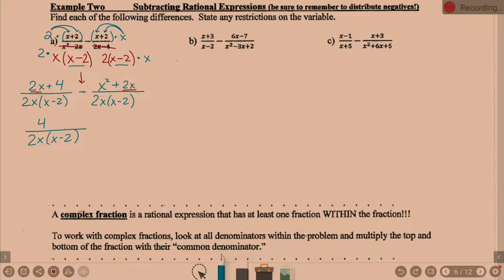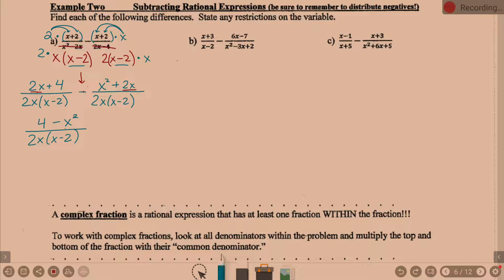Am I done? No, there's still an x squared. It didn't have a like term up front on the first fraction. What about this x squared? We're going to drop it down, but what's being done with the x squared since it's on the second fraction? It's being subtracted, right? So it's going to be minus x squared. It's being subtracted from nothing, but 0 minus x squared is negative x squared. So I'm going to write that numerator as 4 minus x squared.